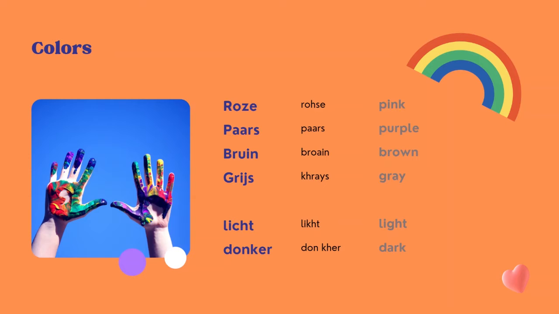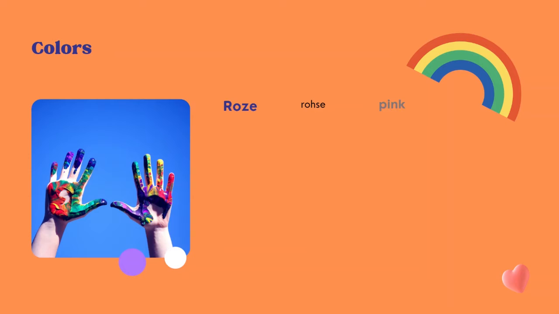Okay, so let's practice and pronounce these words together. Okay, repeat after me. So the first one, you see the Dutch word on the left hand side, roze. Roze. Okay, good. Then we have paars. Paars. Repeat after me. Paars. Then bruin. Bruin. Repeat after me. Bruin. Good. Then we have grijs. Grijs. Repeat after me. Grijs.